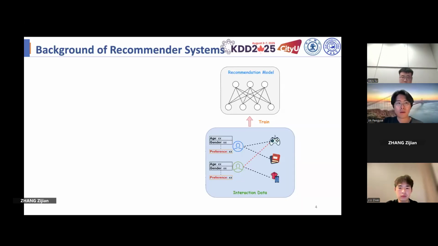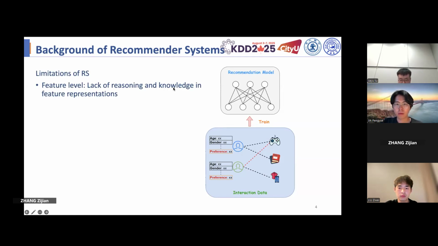Yet they face serious limitations. We identify the primary limitations into three aspects. First, at the feature level, features are often converted into numerical or categorical values for utilization, but they lack reasoning and understanding from the knowledge aspect. This leads to a lack of reasoning and knowledge in feature representations. They struggle to capture deeper semantic feelings or word knowledge associated with items or users.